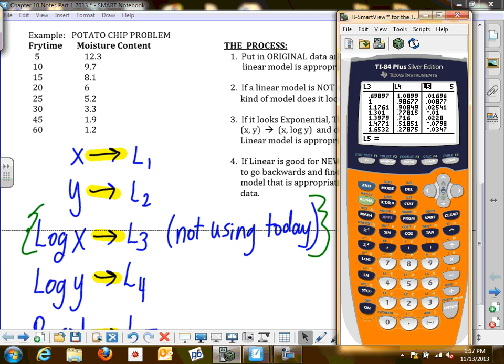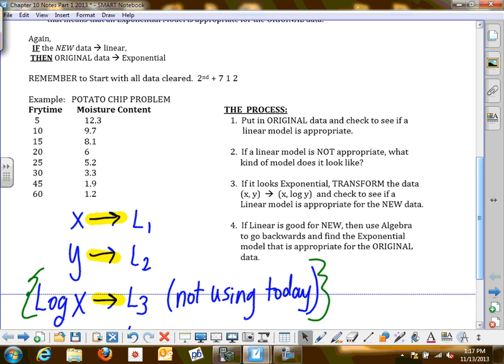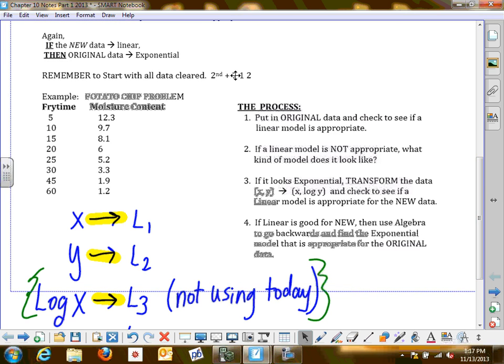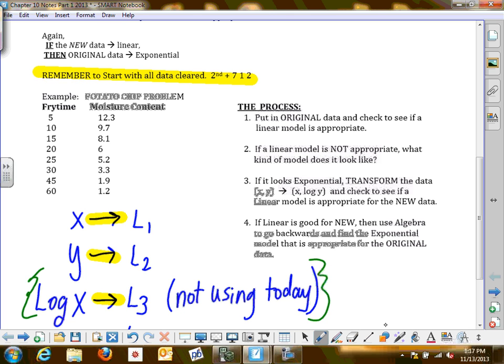You probably want to clear your calculator first. Don't forget to press second plus 7, 1, 2. Which then has a little annoyance of you're going to have to put your diagnostics back on under second zero. This has the benefit of making sure you don't have old data in that would be messing you up for some weird reason.